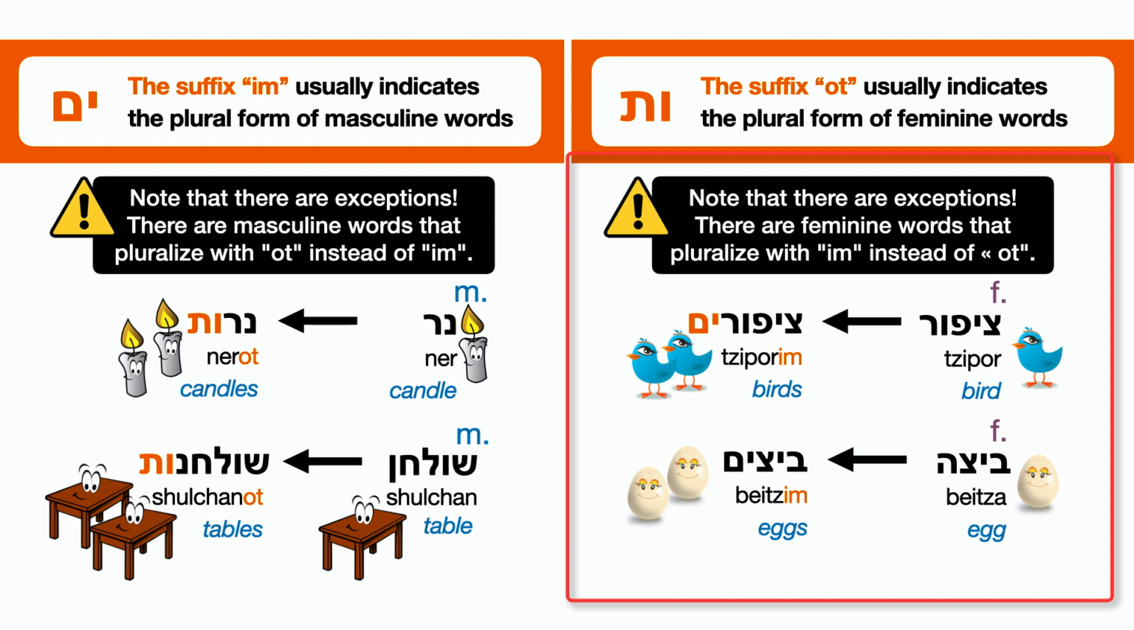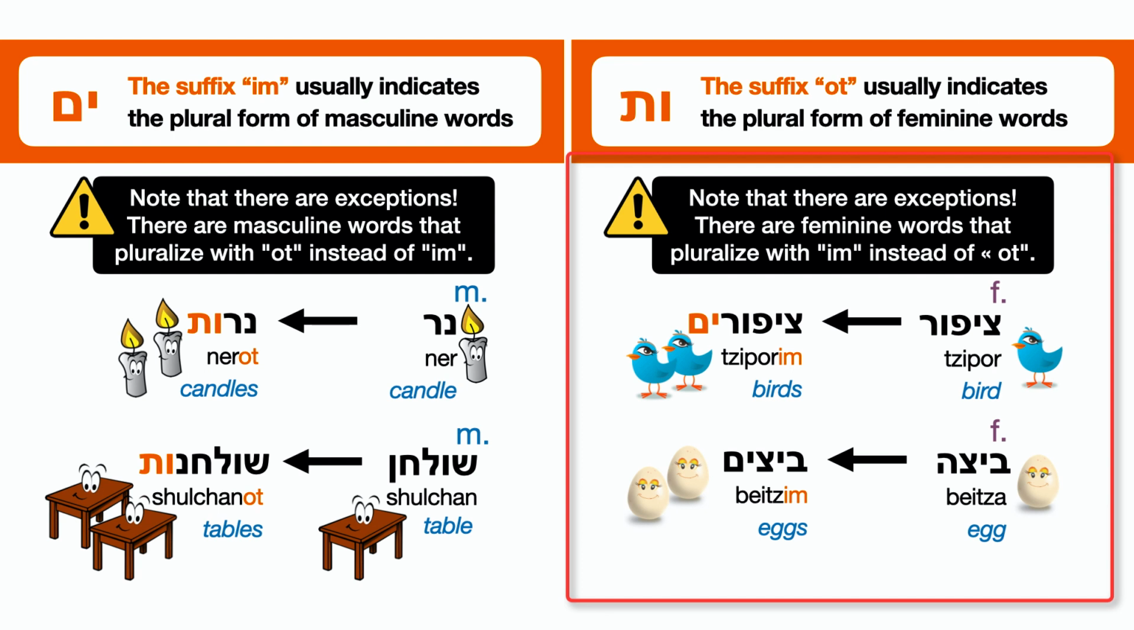Now let's look at some examples of feminine nouns that don't follow the general rule of adding ot to make them plural. The Hebrew word for bird is tzipor. It's a feminine noun. So normally it would have added ot, tziporot, to become plural. But no, it's an exception to the rule, and tzipor becomes plural by adding im instead of ot. So tzipor means bird, tziporim means birds. This is a feminine noun.